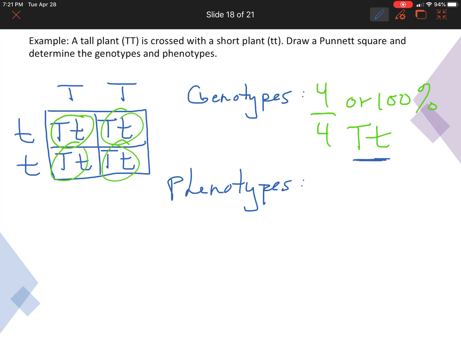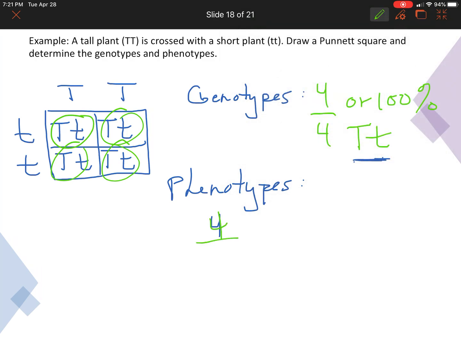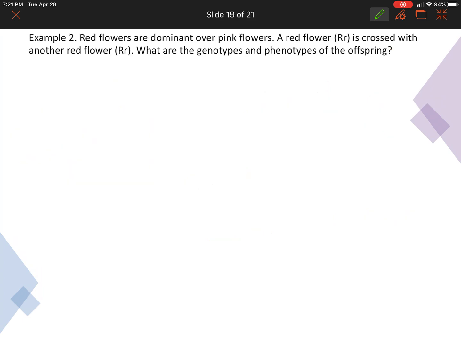But when they've got a tall allele and a short allele, that does not mean they would be a medium height. We tend to think that, but that's not how this works. The dominant allele in this case is going to take priority. It's going to be the stronger allele. So phenotypes here. I'm going to switch my marker. We can say 4 out of 4 or 100% are going to be, and the dominant allele wins, tall. So all of them are going to be tall. And then you're done. That's what this question is asking. You've answered everything that was required of you.